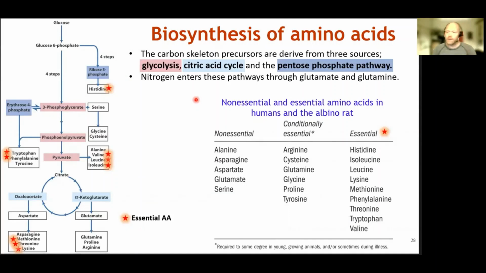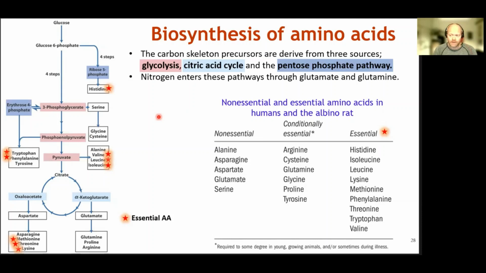There are 20 amino acids, and all are derived from intermediates in glycolysis, the citric acid cycle, or the pentose phosphate pathway. I have indicated them with color here, here, and here. And they correspond to positions in this flowchart here, here, and here. Nitrogen enters these pathways through glutamate and glutamine, as we have spent some time detailing. Although the processes involved are similar from organism to organism, there is a significant variation in which amino acids a given organism can synthesize itself.